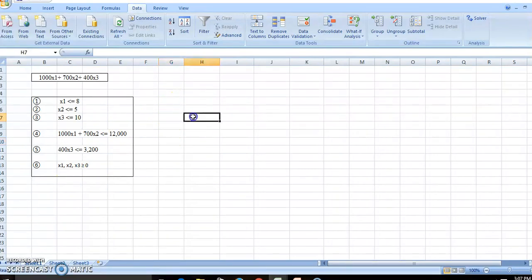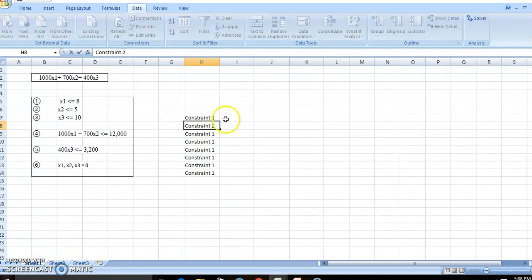Now I'm going to write down the name of the constraints. Since I have 8 constraints in all, including the non-negativity constraint, I'm going to copy it and paste it 7 more times. I will change the number. What I have done here is name the constraints as constraint 1, 2, 3 and so on. The next parameter that I have to take is the number of farmers, which I'm going to write in this cell.